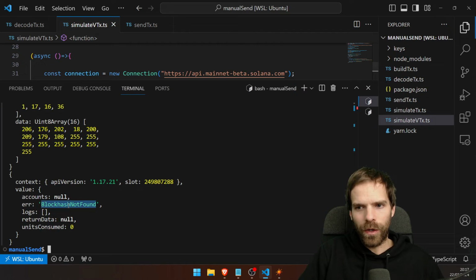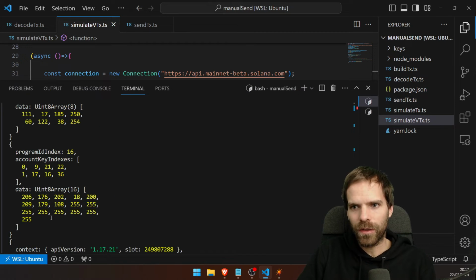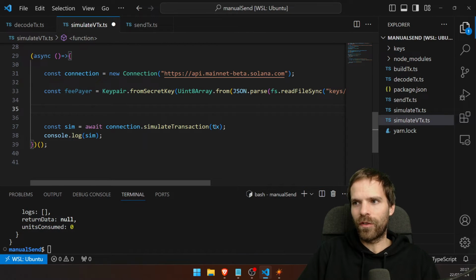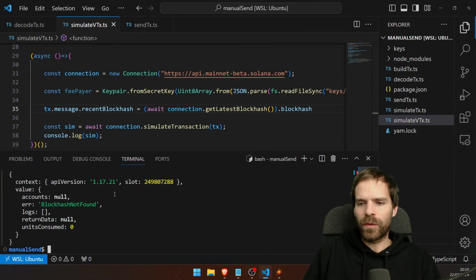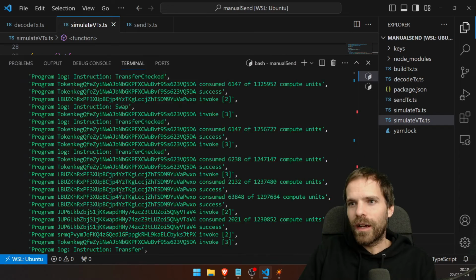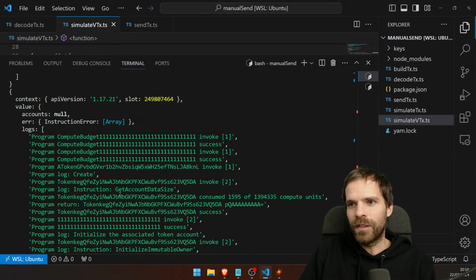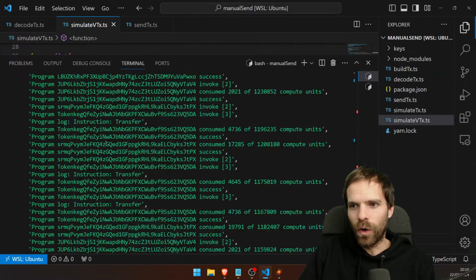deserialize. Okay, block hash not found. This is what I would expect. Apparently, if I simulate a version transaction, it does take the block hash into account, and for a normal transaction, it does not. It's a bit weird, but we learned some stuff. Cool. That will do. Okay, so a lot of stuff is happening here that would all work.